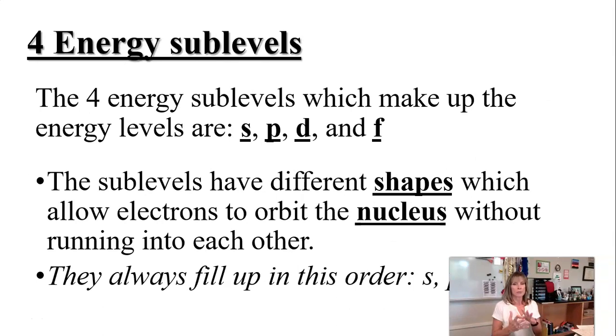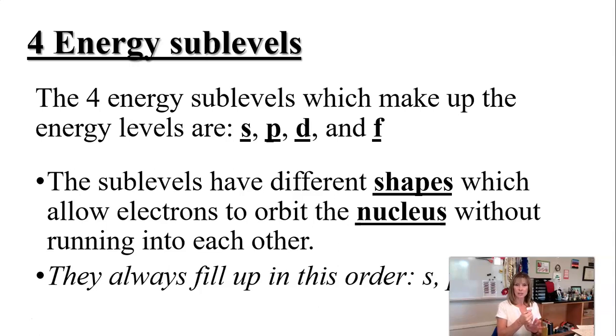There are 4 sublevels within these energy levels. Within the rows, there will be sublevels, and those are shapes. The sublevels have particular shapes, and we'll see what those shapes are. They allow electrons to orbit the nucleus without running into each other. Now, we have letters to represent the orbital shapes. The letters are S, P, D, and F, and they go in that order. The S sublevel is the first sublevel.